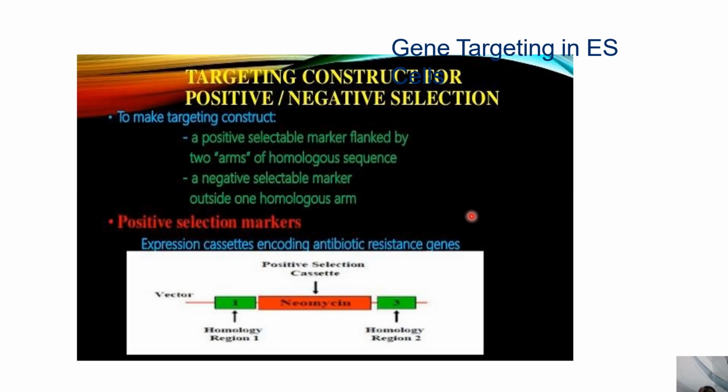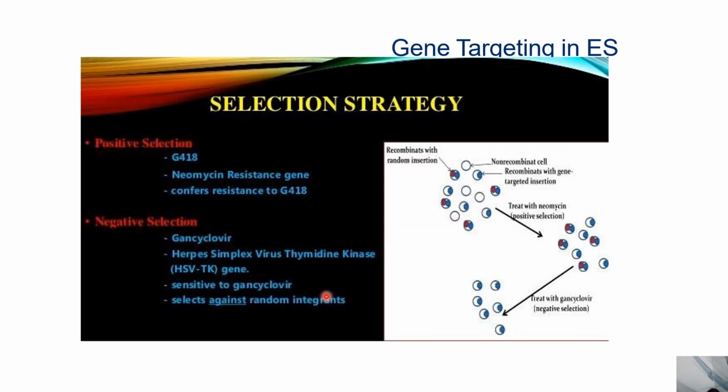Now, the targeting construct for positive-negative selection. How do we make the targeting construct? A positive selectable marker is flanked by two arms of homologous sequence, and a negative selectable marker is placed outside of one homologous sequence. Positive selectable markers are basically expression cassettes encoding an antibiotic resistance gene like neomycin. Okay, it's an antibiotic resistance gene, so it's a positive selection cassette.